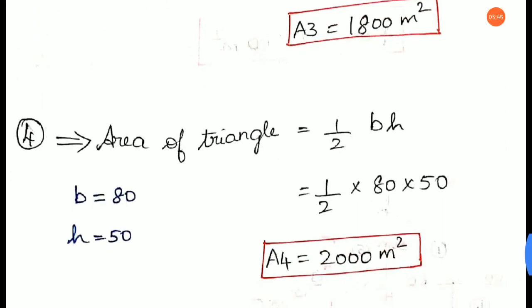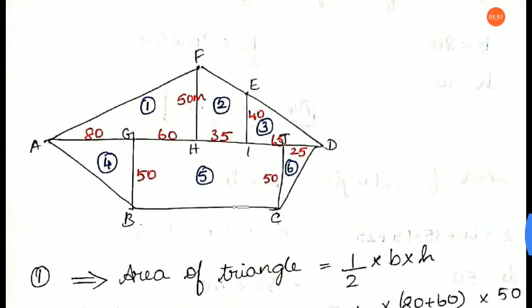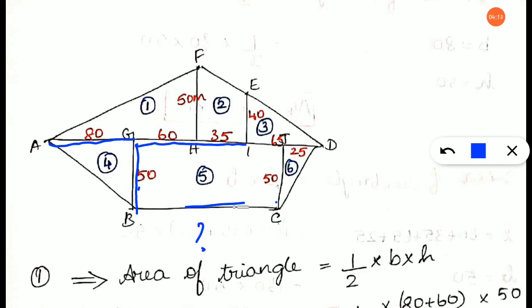Now the area of the fourth shape, it is also a triangle. What is the base for this triangle? This is the base. So b is 80 and this part is the height, h is 50. And then for this rectangle, tell me what is the length and what is the breadth? This is the length, but we don't have an exact value here. It is split into 3 different values. So you add all these 3 values and mention it as length. 60 plus 35 plus 65 will give you the length of this rectangle. And then the breadth should be taken as 50.